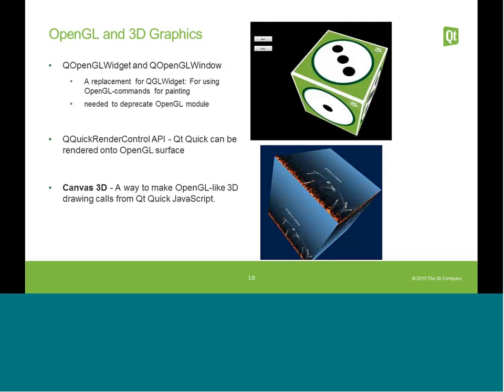Another addition we made was the new module called Canvas 3D. It's in tech preview now, but really worthwhile taking a look. Instead of creating hardcore OpenGL code, you can actually use a WebGL-like API, the Khronos WebGL implementation within Qt Quick. So Canvas 3D is a lightweight solution for creating good-looking visualizations for your Qt Quick applications.